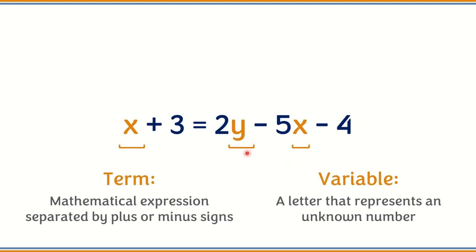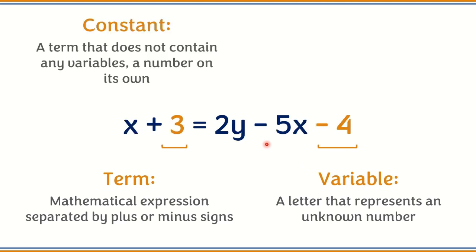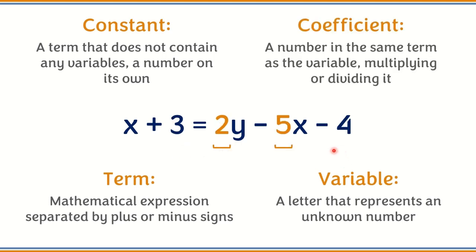The most common letters that we are going to use in equations are x and y, but it could be any other letter. A constant is a term that does not contain any variables. It's a number on its own. A coefficient is a number in the same term as the variable, that it's multiplying or dividing the variable.